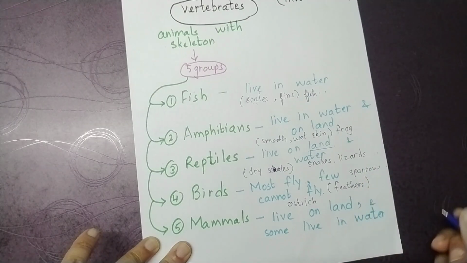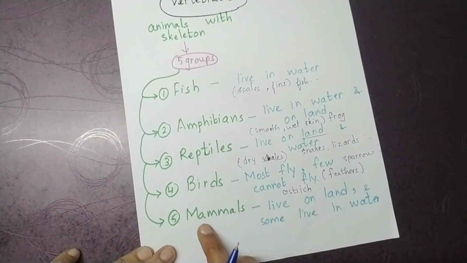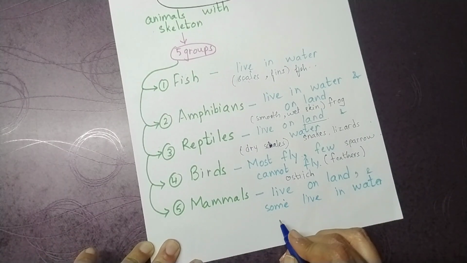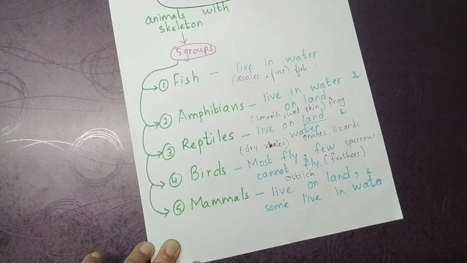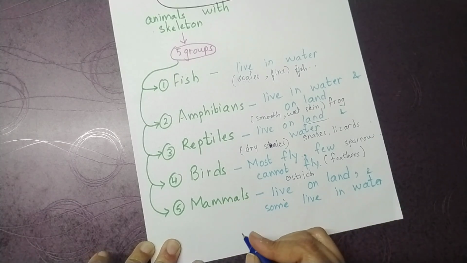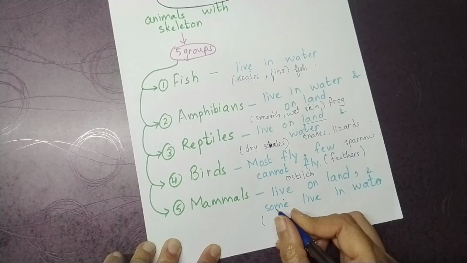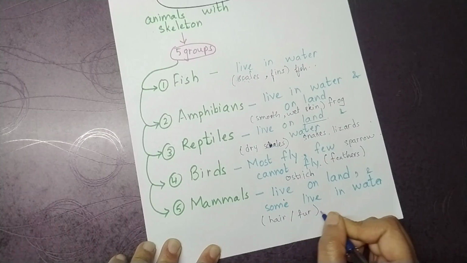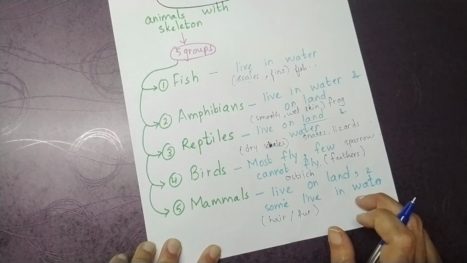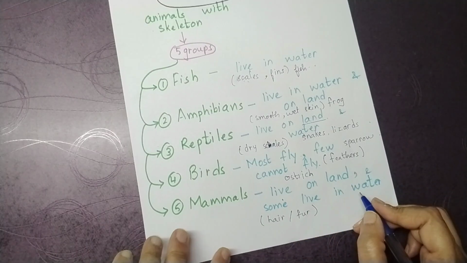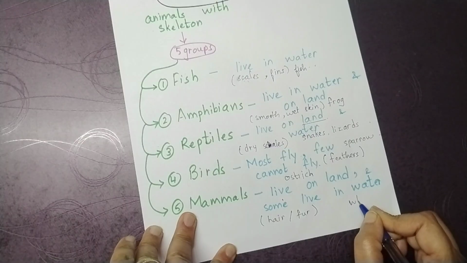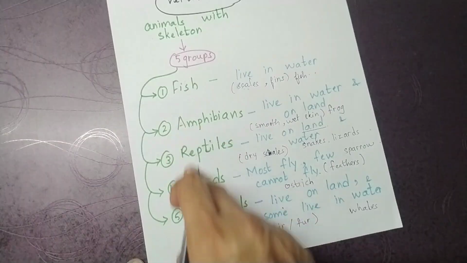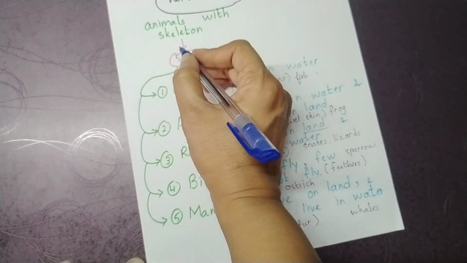Okay, so now we saw 4 categories. Now the fifth category is mammals. Mammals live on land, and only some live in water or sea. Okay, now we are all mammals, yes. Their skin is usually covered with hair or fur. Mostly they live on land and some live in water, and classic examples of those in water would be whales. Yes, whales are not fish, whales are mammals. So these are the vertebrates. These are all animals which have skeleton.